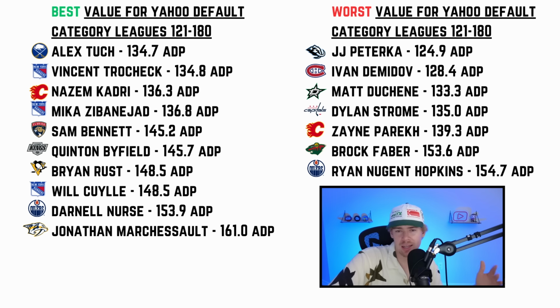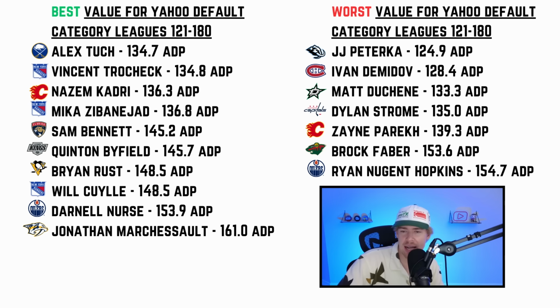In terms of the worst value here, JJ Peterka, I don't see him being on power play 1. The shots weren't great last year. The hits are not good. Just too pricey. Ivan Demidov, I don't know what his upside is this season. I think he's going to be amazing in a couple of years, but the peripherals won't be there, and I think he's just too pricey with some of the guys that are going later that I just talked about.